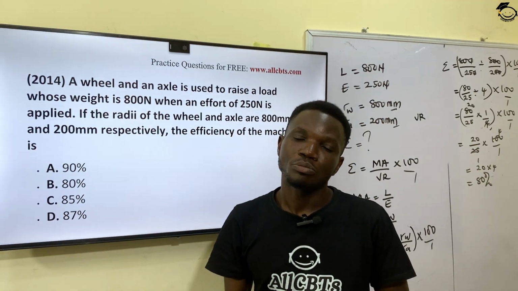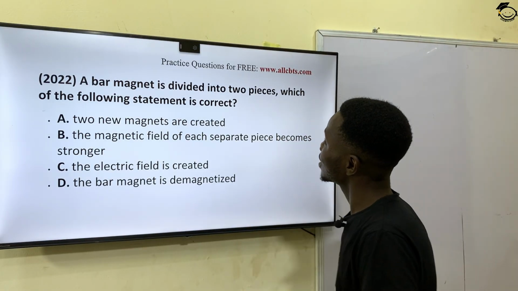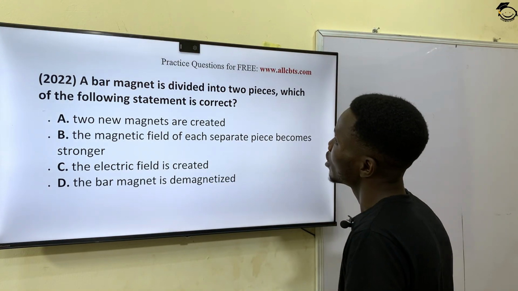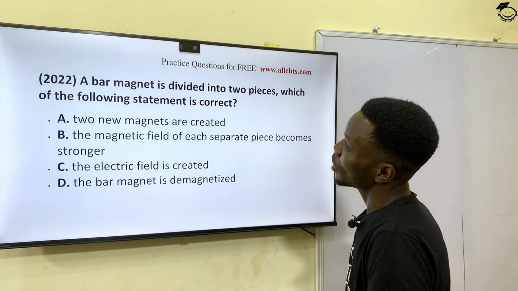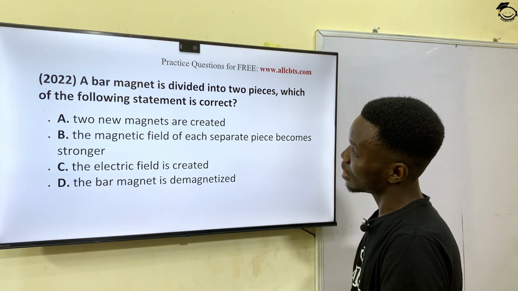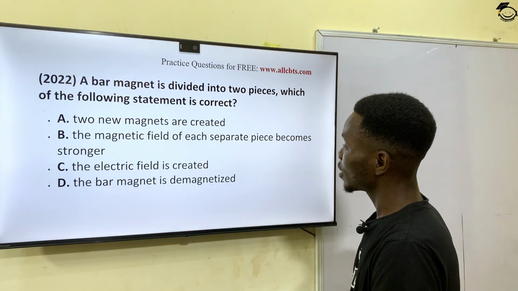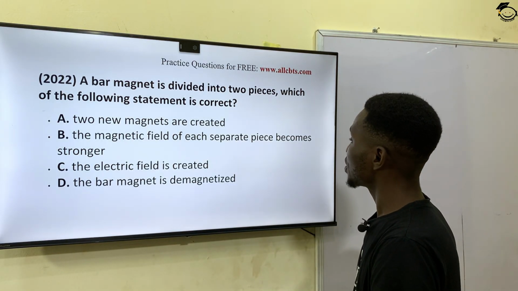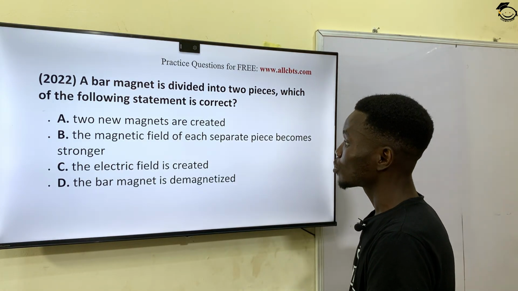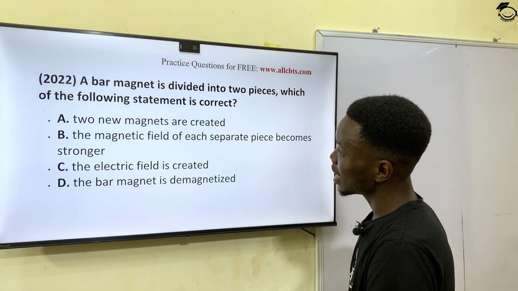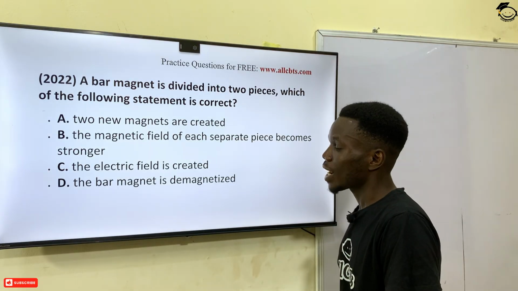It says a bar magnet is divided into two pieces. Which of the following statements is correct? Option A says two new magnets are created. Option B says the magnetic field of each separate piece becomes stronger. Option C says the electric field is created. Option D says the bar magnet is demagnetized.